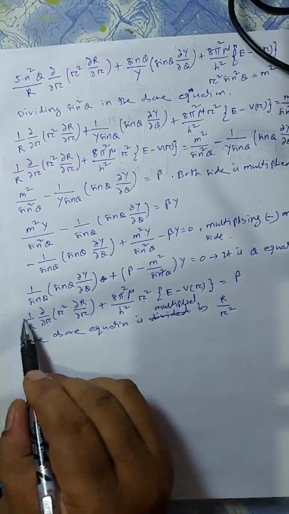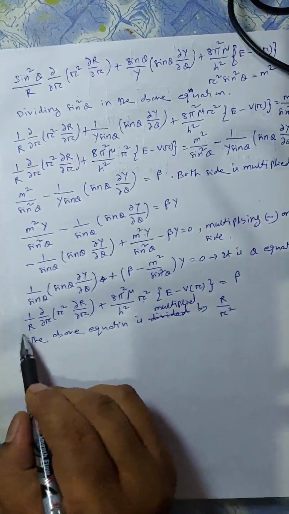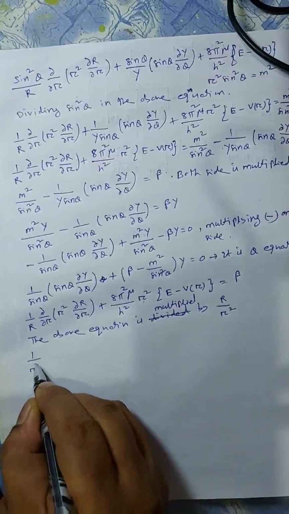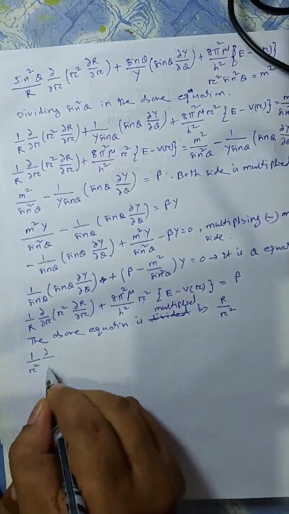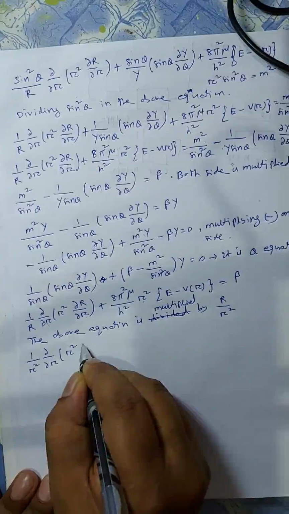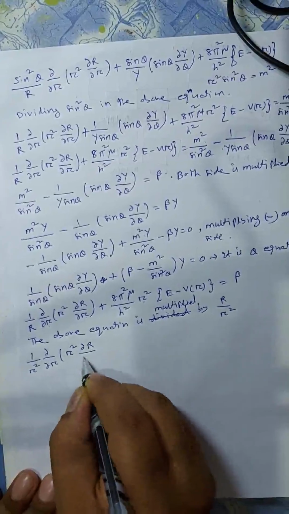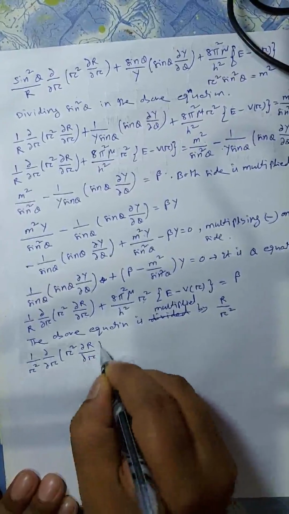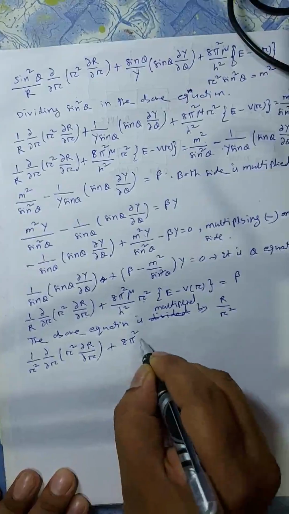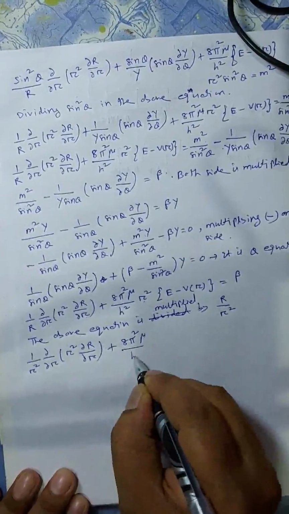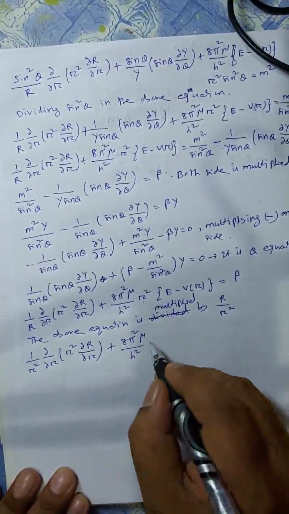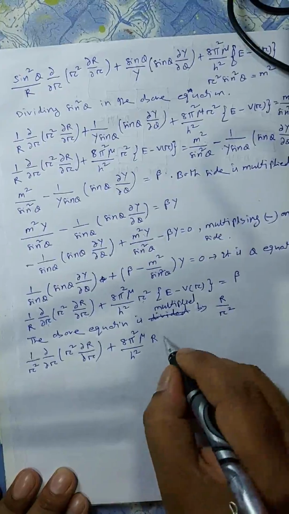If we multiply by r square, this r is cancelled. Then what is remaining? Now 1 by r square dou by dou r, what is remaining? r square dou r by dou r, plus 8 pi square mu by h square r by r square. R square cancels. What is remaining? Capital R.